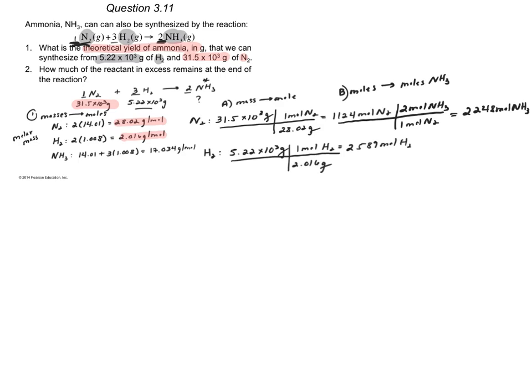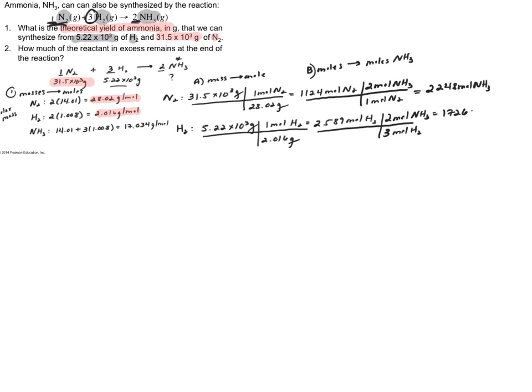Okay, so then that's nitrogen. We also have to do the exact same thing for hydrogen, right? But now hydrogen has a different ratio. For every 3 hydrogens, again, this is coming from this guy, so for every 3 moles of hydrogen, we're going to make 2 moles of ammonia. So when I take 2,589, I divide by 3, I multiply by 2, I end up with 1726, and we're going to get moles of ammonia.